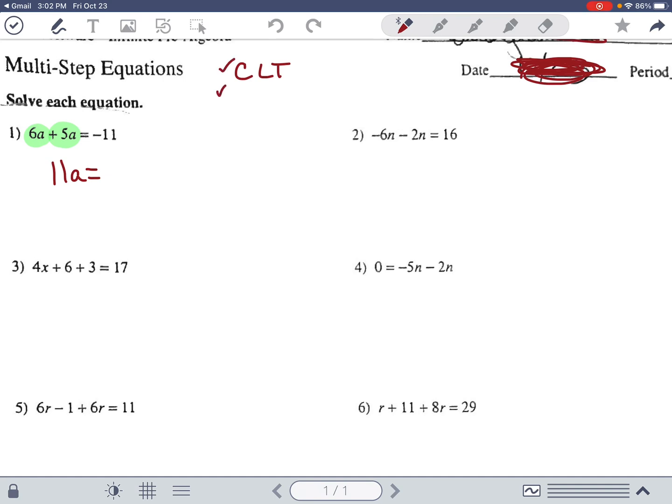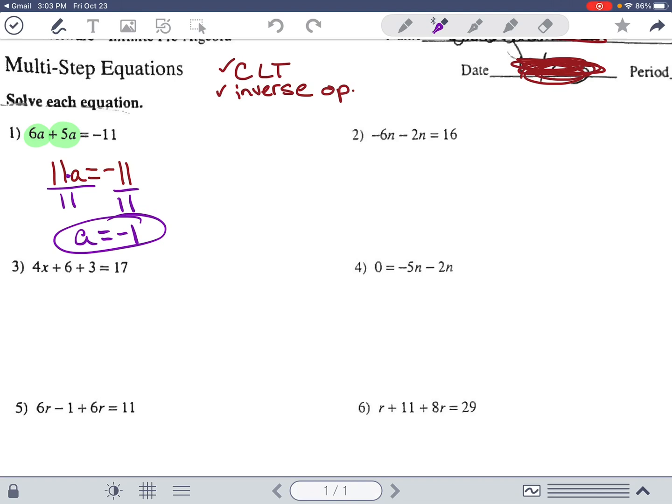Okay? Now we look for inverse operations to isolate our variable. So to get a by itself, like we did in solving two-step and one-step equations, we know that we have multiplication going on. We do the inverse of multiplication, which is division. So a equals -1. Okay? All right, let's try a couple more of these.